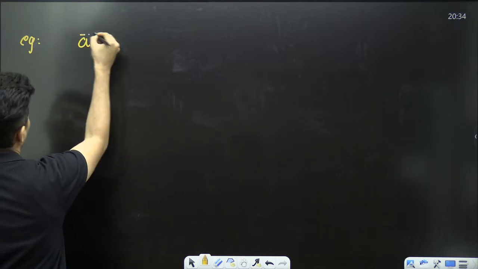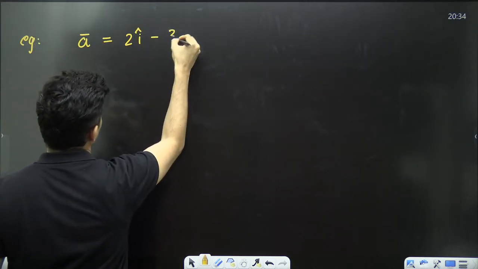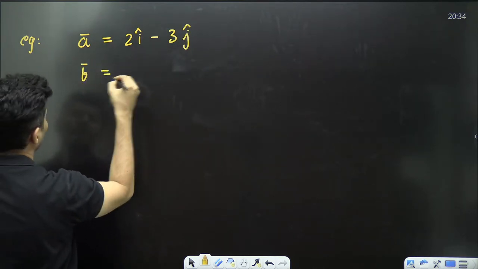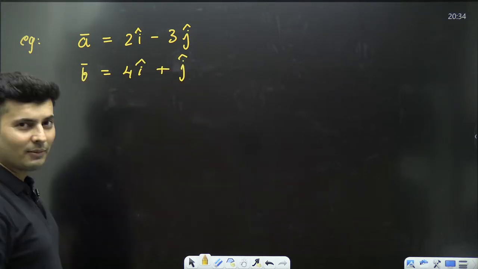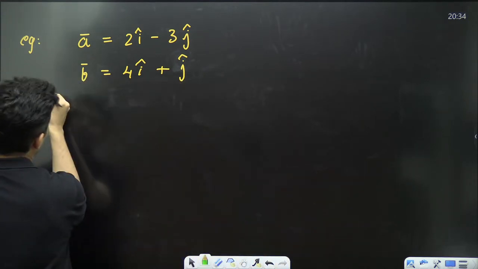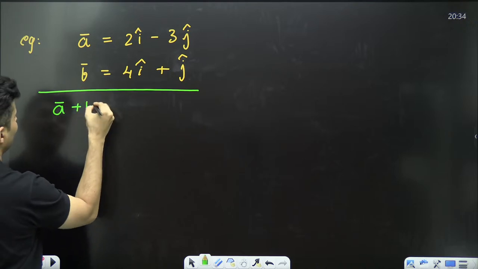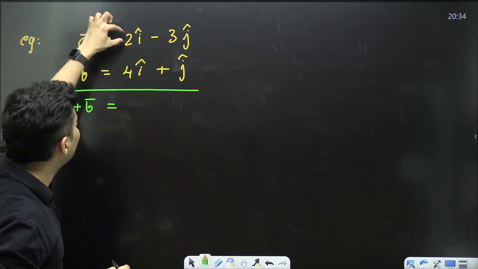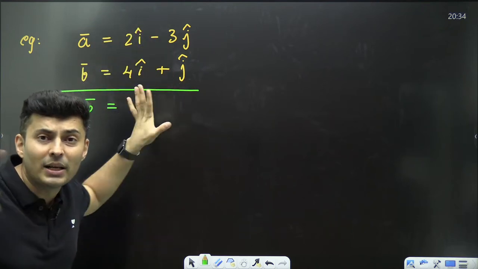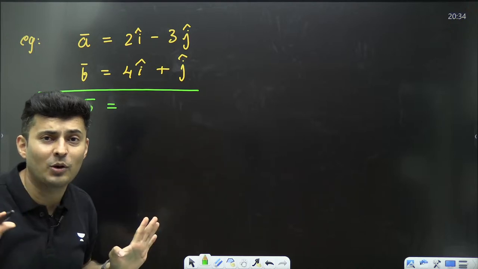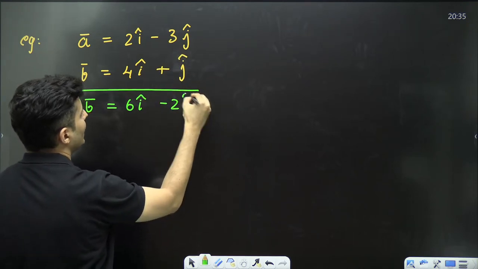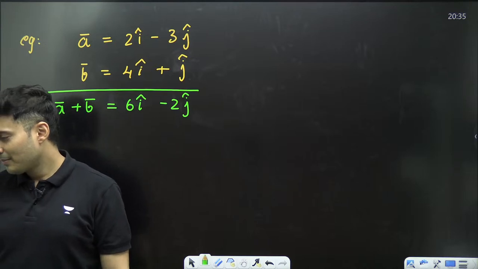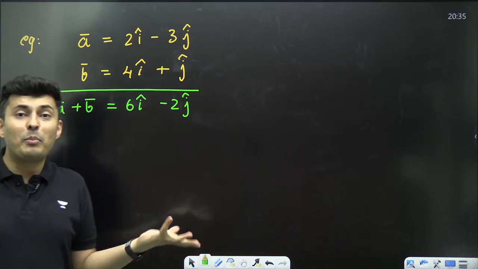How? Look at this. Imagine there is a vector A given by 2i cap minus 3j cap, and another vector B given by, let's say, 4i cap plus j cap. Now somebody asks you, find their vector addition, that means A vector plus B vector. All you need to do is add their i parts and their j parts numerically. You will get the final vector in i cap, j cap components. So this will be 2 plus 4, which is 6 i cap, minus 3 plus 1, which is minus 2 j cap. That's it. Nothing else. Simple.